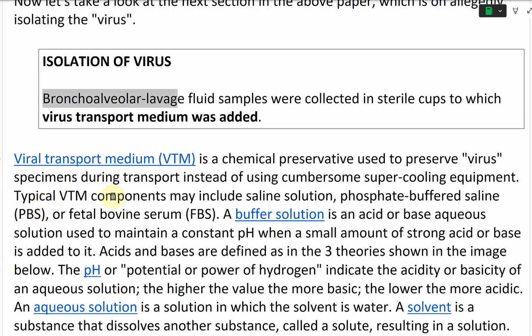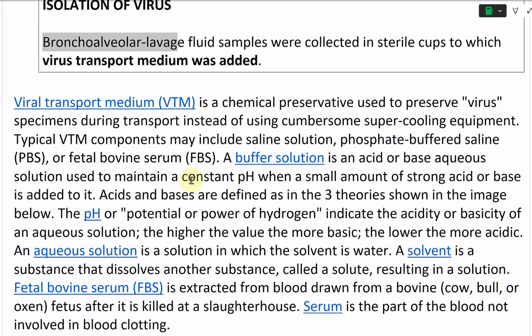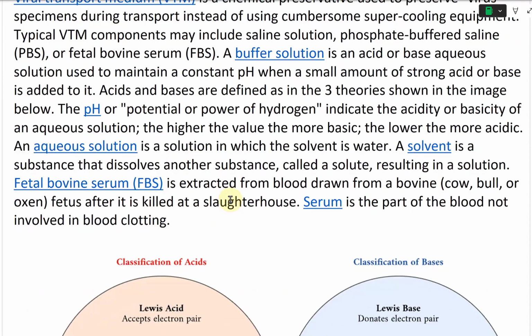And typical VTM components may include saline solution, just a salt solution, phosphate buffered saline PBS, or fetal bovine serum FBS. Yes, that's interesting. A buffer solution is an acid or base aqueous solution used to maintain a constant pH when a small amount of strong acid or base is added to it. And acids and bases are defined as in the three theories shown in the image below.